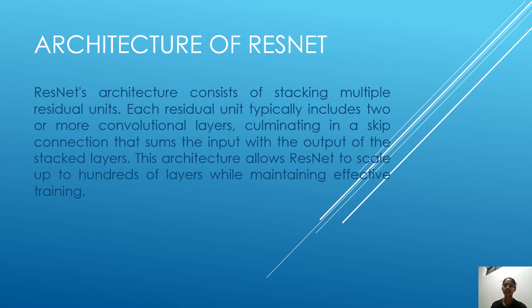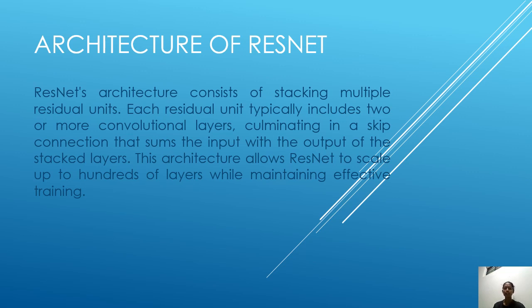Next, the architecture of the residual network in deep learning neural networks. This is one of the typical residual network architectures. It consists of stacking multiple residual units, and each residual unit typically includes two or more convolutional layers culminating in a skip connection that sums the input with the output of the stacked layers.